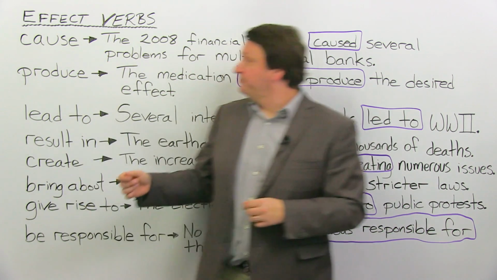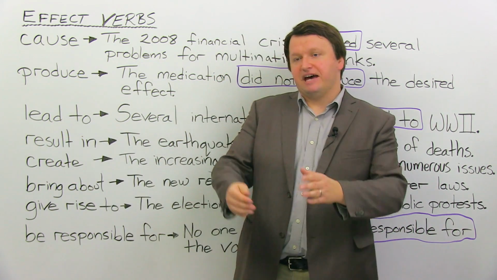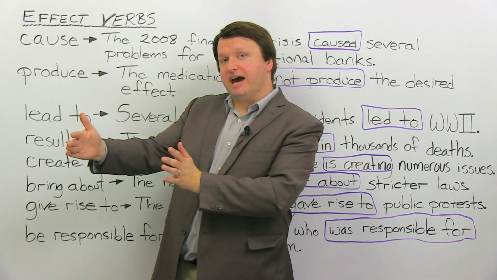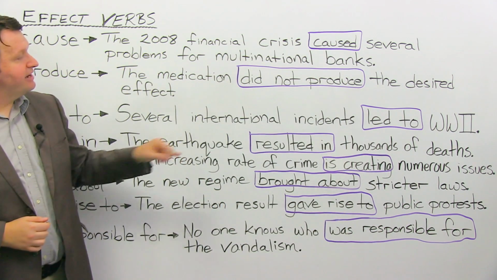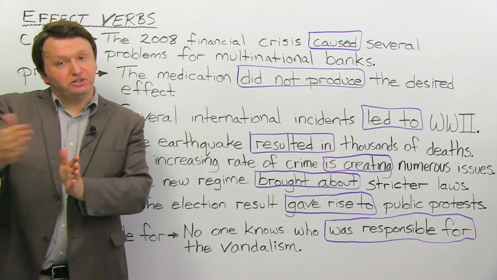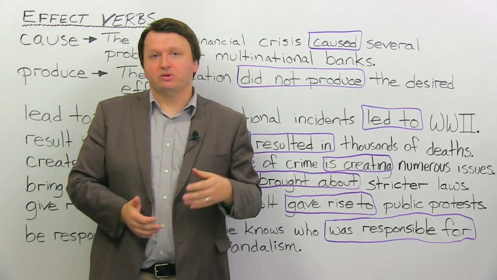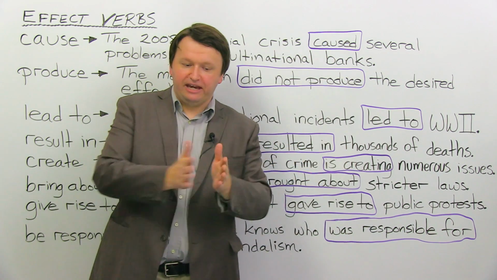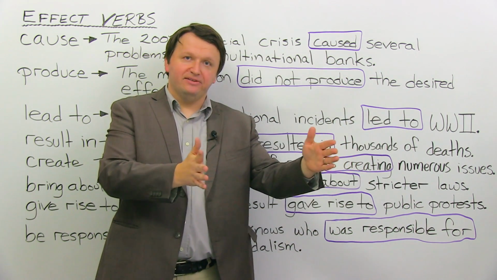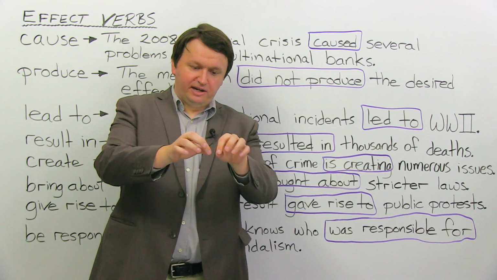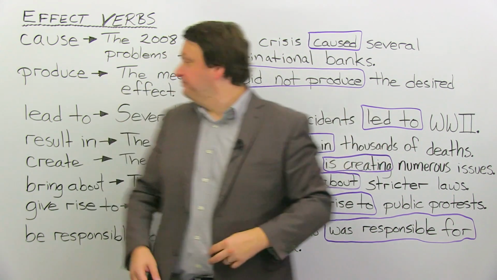Next, we have lead to. So if something leads to something else, this means that it causes the next step to happen. So the next step is the effect. So for example, several international incidents led to World War II. So we're talking about international events, international incidents that led to, gave the cause for World War II. So if something leads to something else, you do this thing, which causes this thing. So the effect is here. One thing leads to or causes another thing.